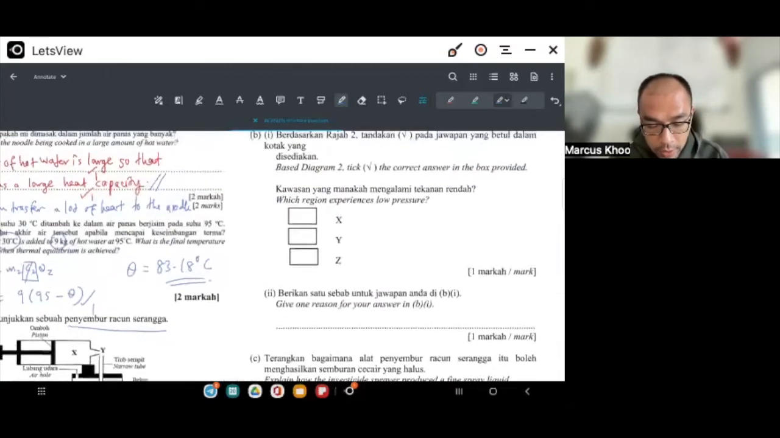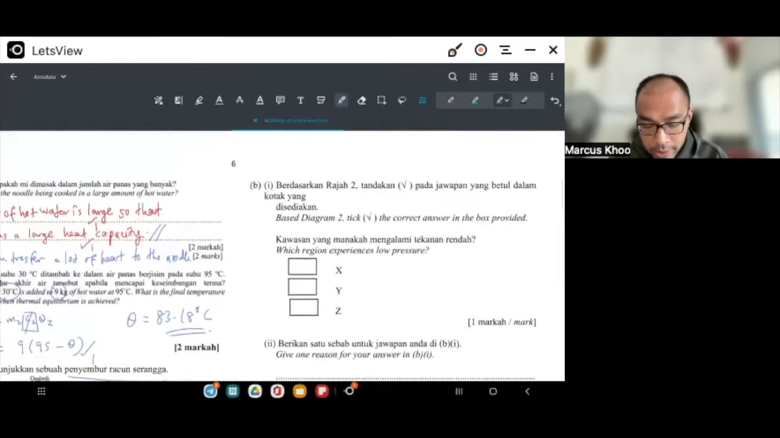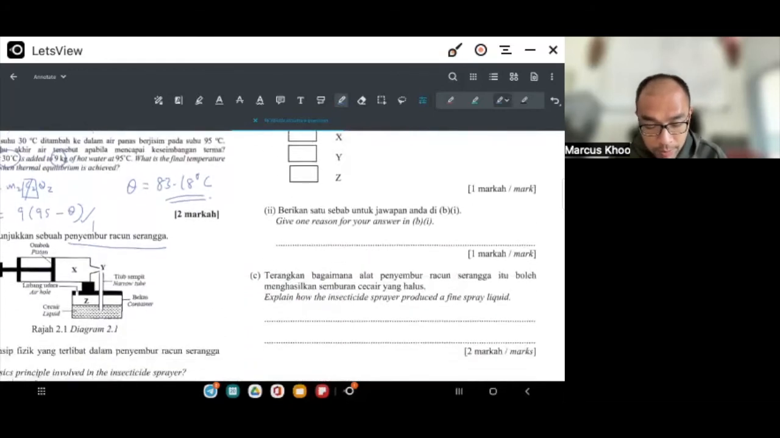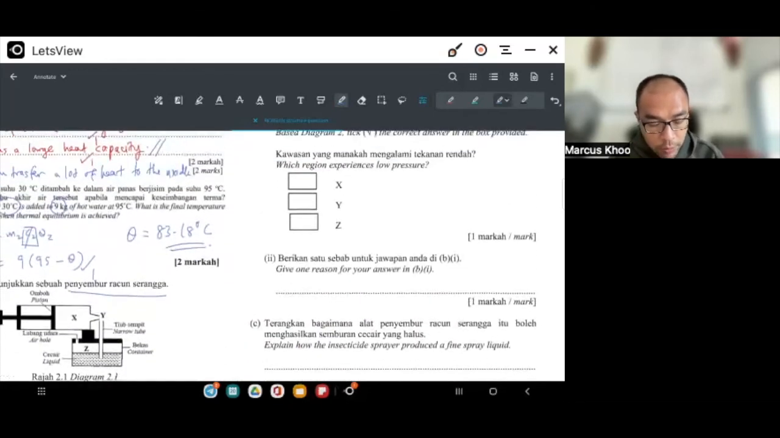Okay, so based on diagram 2, take the correct answer in the box provided. Which region experiences low pressure? So let's think about this. When you push this one in, the speed of the wind is going to be high. The speed of the wind coming up, because the nozzle is so tiny, is going to be high. So obviously the pressure will be the lowest here. So it will be this.